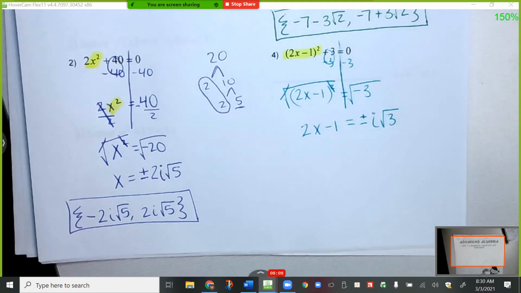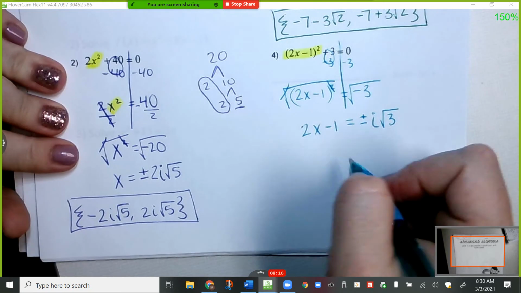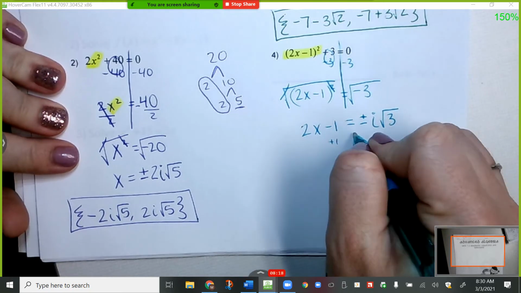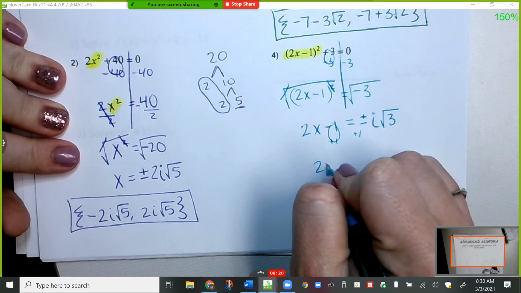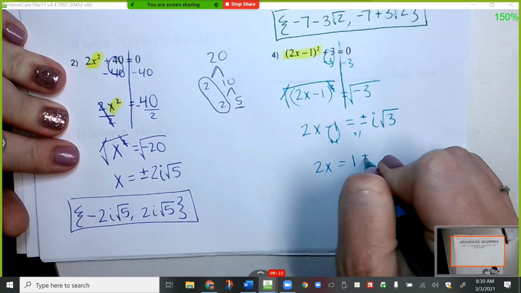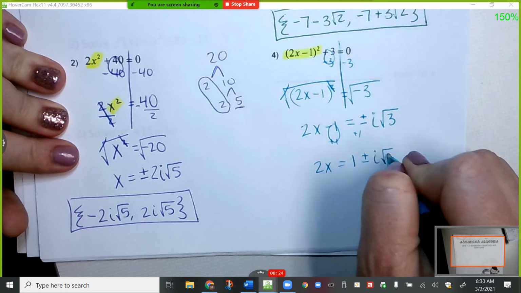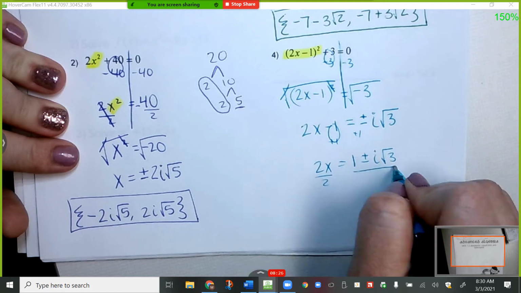Now, one thing I want to push that I saw a lot yesterday is the i should not be under the house. It should be in front of it. Okay? So knowing that, we're going to solve this. So I'm going to add 1 to both sides, and I get 2x equals 1 plus or minus i square root of 3. Divide by 2, divide by 2.